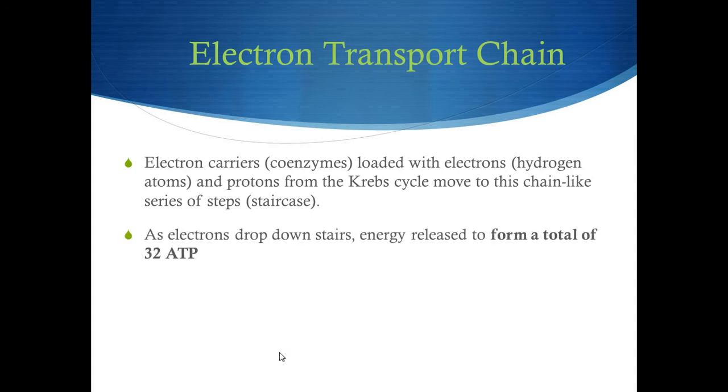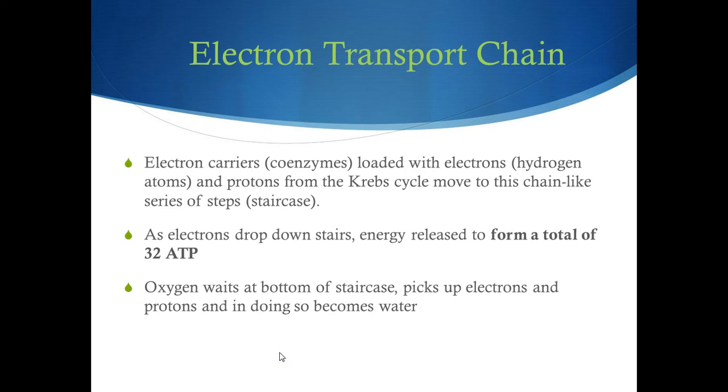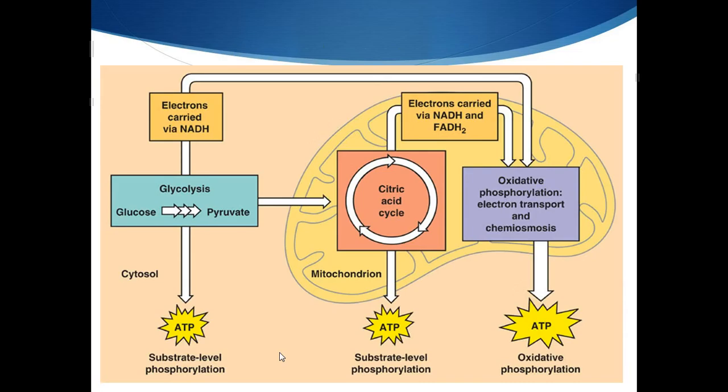As electrons drop down the stairs, energy is released to form a total of 32 ATP molecules. Compared to the other 2 parts of cellular respiration, 32 molecules is a huge amount. Oxygen is waiting at the bottom of the staircase. It picks up the electrons, which remember are hydrogen atoms, and the protons, and in doing so, it becomes water.